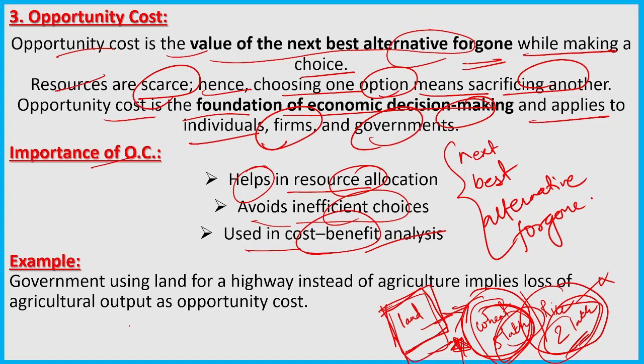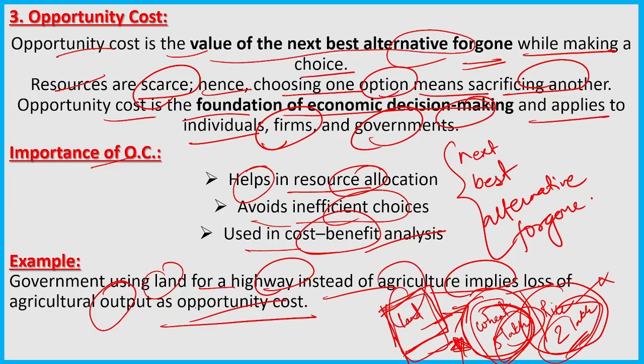Understood? Say, for example, the government using land for a highway instead of agriculture implies loss of agriculture output as opportunity cost. Here, what has the government chosen? The government is making use of the available land for making a highway or flyover, making it convenient for the public for traveling. But what it has forgone, what it has not chosen, is the land which could be used for agriculture. It is the opportunity cost, the alternative which it has forgone. So that is the opportunity cost.